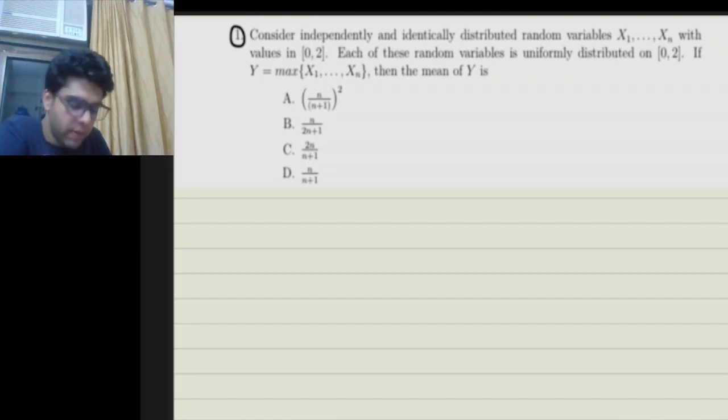This question says to consider independently and identically distributed random variables x1, x2 till xn with values in 0 to 2. Each of these random variables is uniformly distributed on 0 to 2. If y is the max of x1 till xn, we need to find the mean of y. This is pretty easy. I've already discussed this earlier, but I'm going to solve the question from scratch.